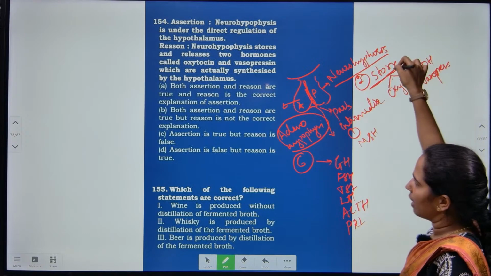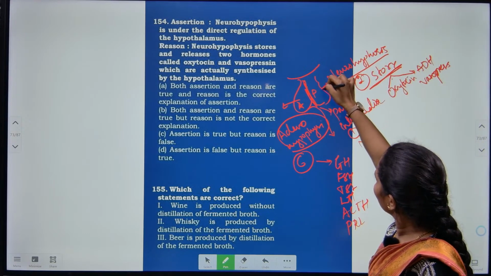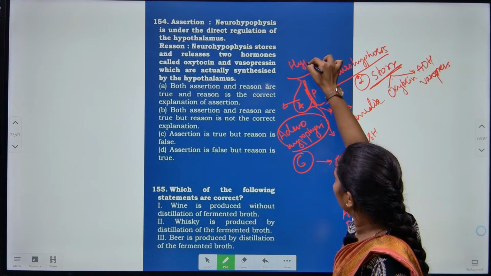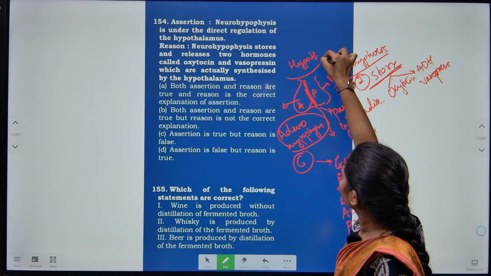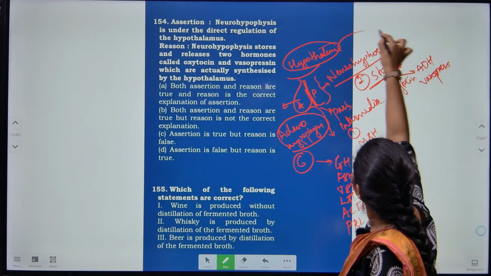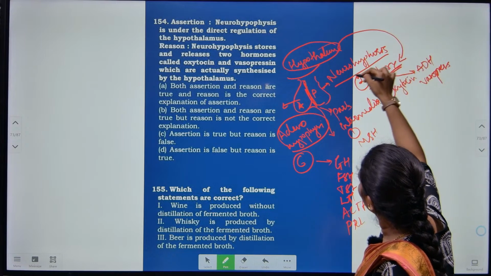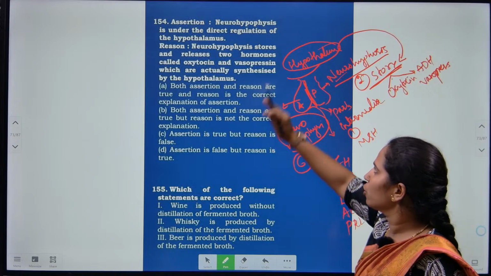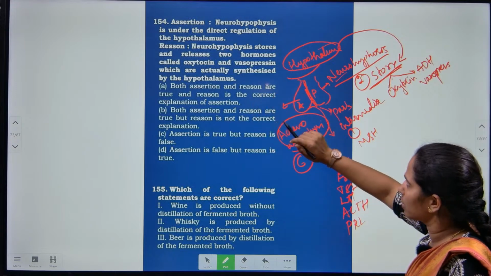Vasopressin. Here it only stores, so who secretes them? It is always secreted by whom? Hypothalamus here. So hypothalamus is going to secrete these 2 hormones, but they are going to be stored in the neurohypophysis. So I have clearly explained what exactly the question is.